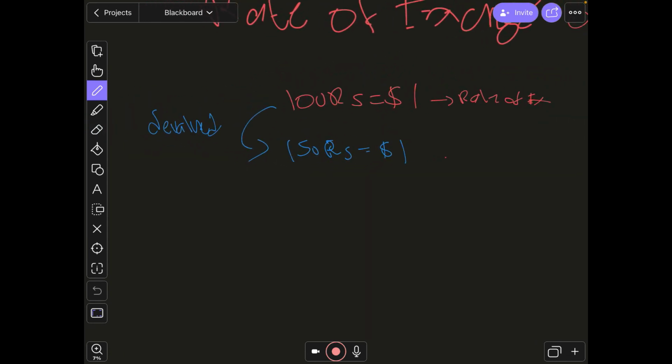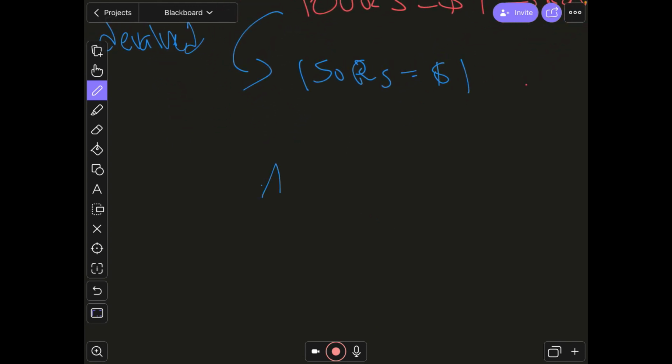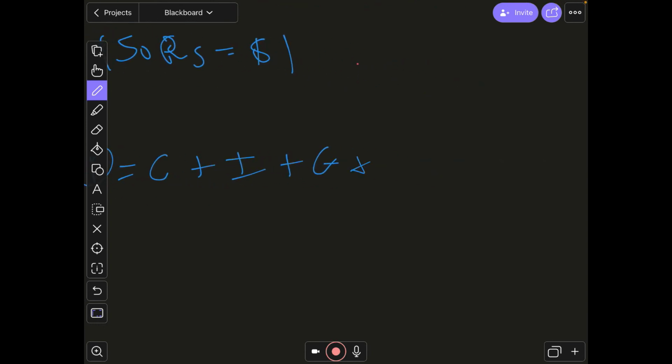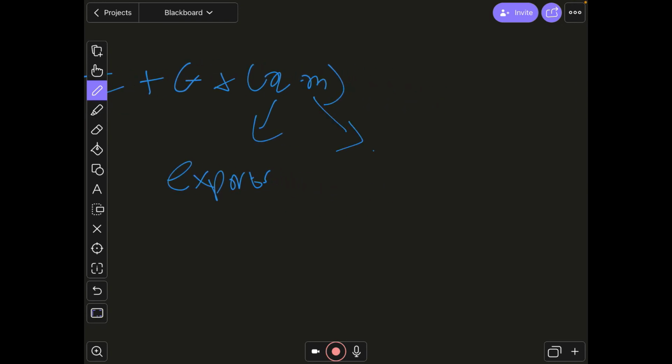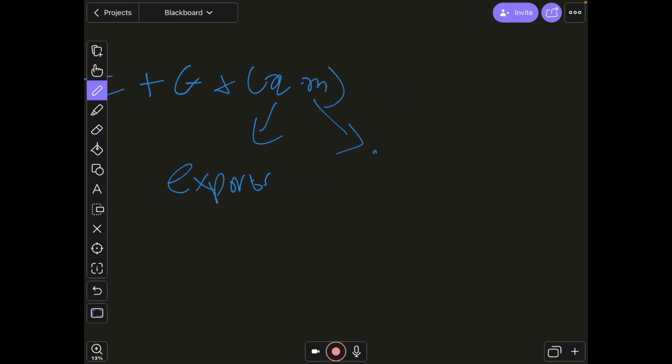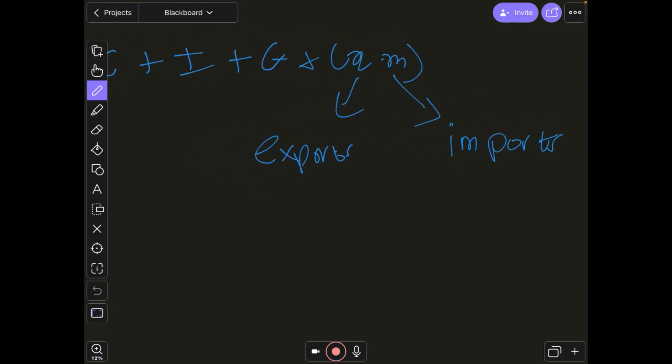So this is related to, well, monetary policy, because as we already know, monetary policy is all about aggregate demand, and so is fiscal policy, right? And so it's C plus I plus G plus X minus M. Here X represents exports, and M represents imports. Right? So we have exports and imports.